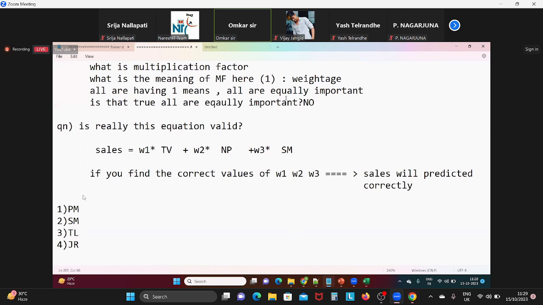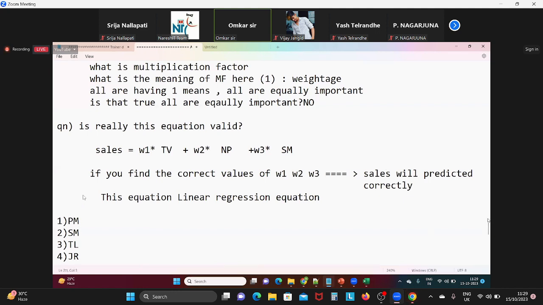Everyone understood now? And this equation is called the linear regression equation. This equation is what? Linear regression equation. Understood the overview of linear regression equation?